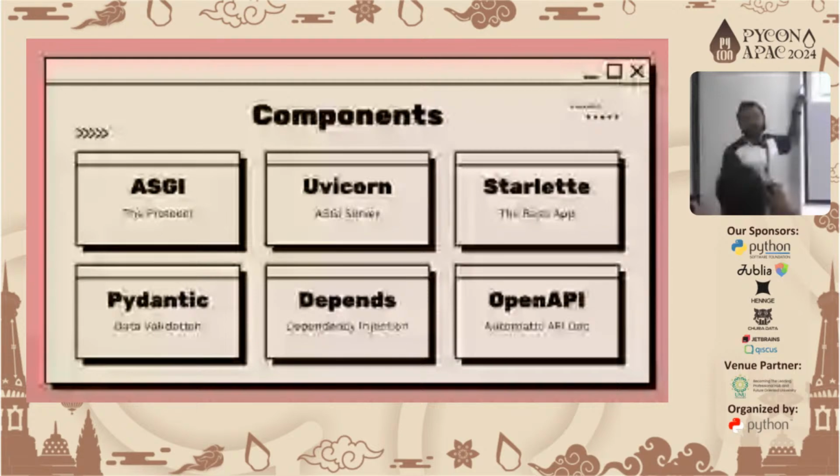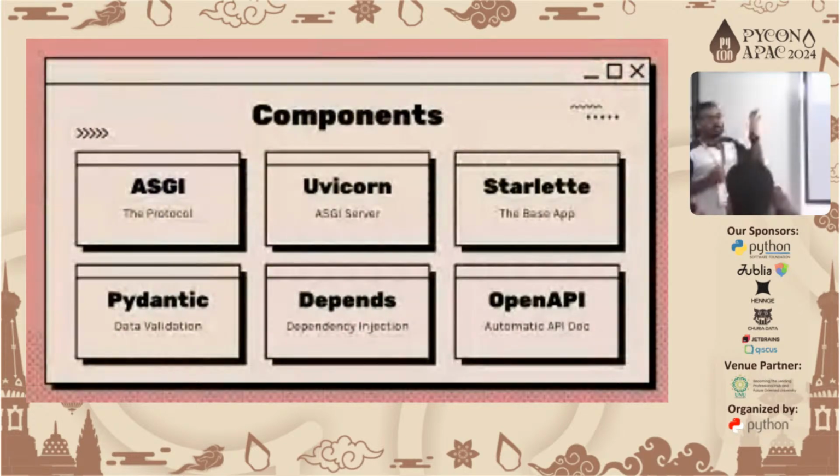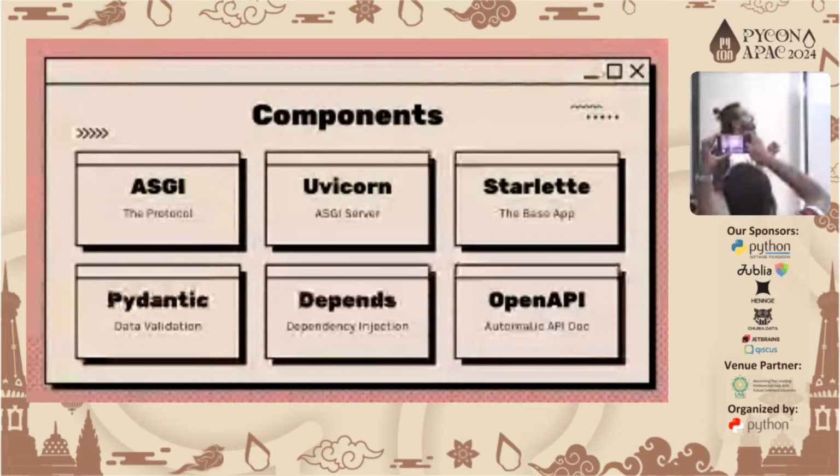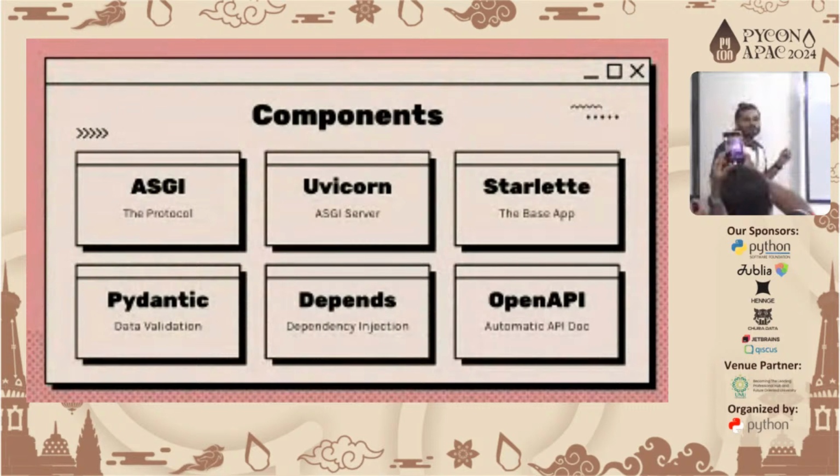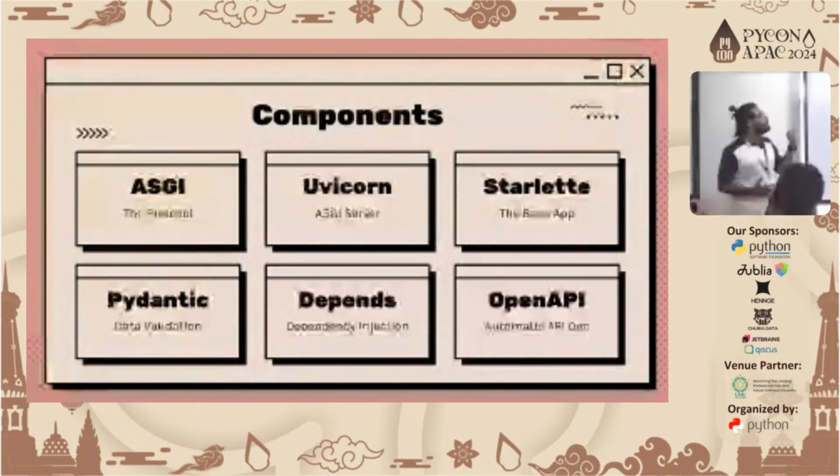And the API is FastAPI. FastAPI uses Pydantic for data validation, like all the query params and path params. It also has dependency injection, Depends.